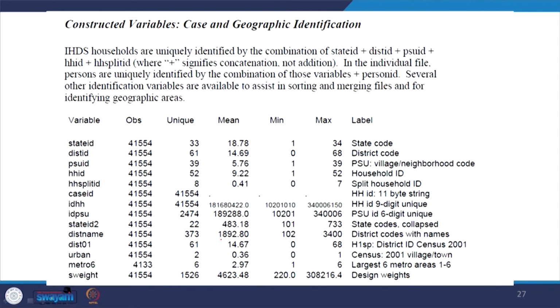Now the constructed variables like case and geographic identification, all those details are given. IHDS households are uniquely identified. We will explore in detail how it is uniquely identified and which variables it requires. It is a combination, and at this moment I need not explain in detail: state ID, district ID, PSU ID, household ID, household split ID. If you combine all those together, we may define a combined ID that can be uniquely identified and tracked in different files and merged. It will be helpful for merging to a different file for our analysis.